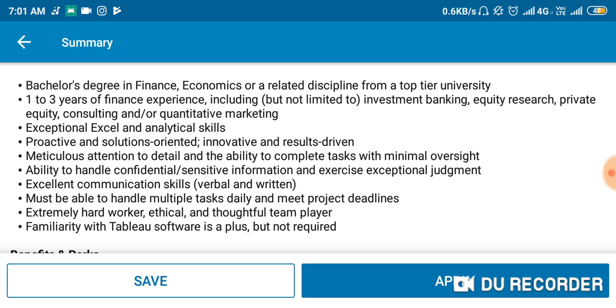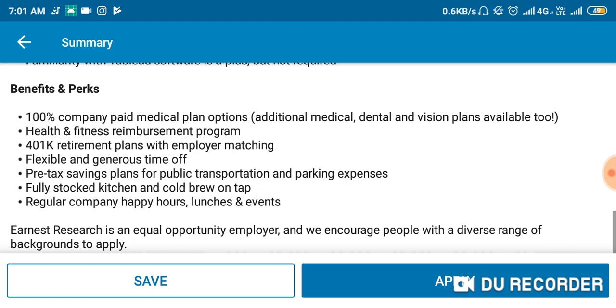So these are the skills that you have to do. Then they are also discussing the benefits and perks. So what about these benefits and perks? These are the facilities that this company is giving you.